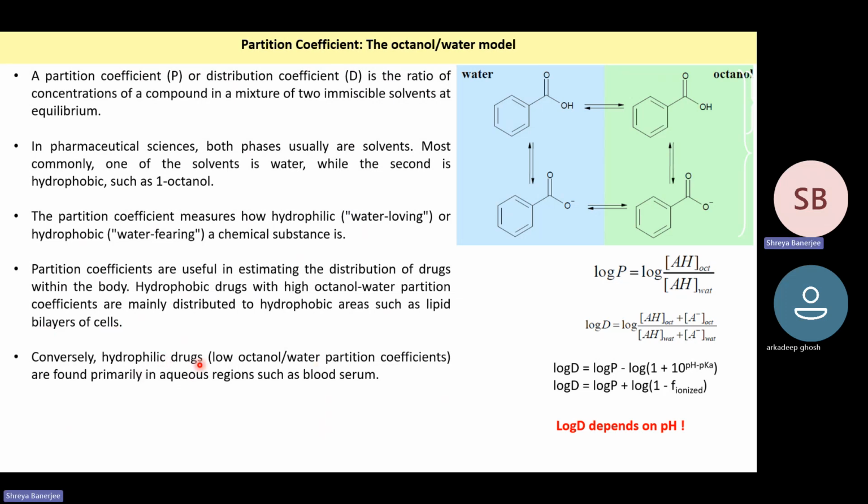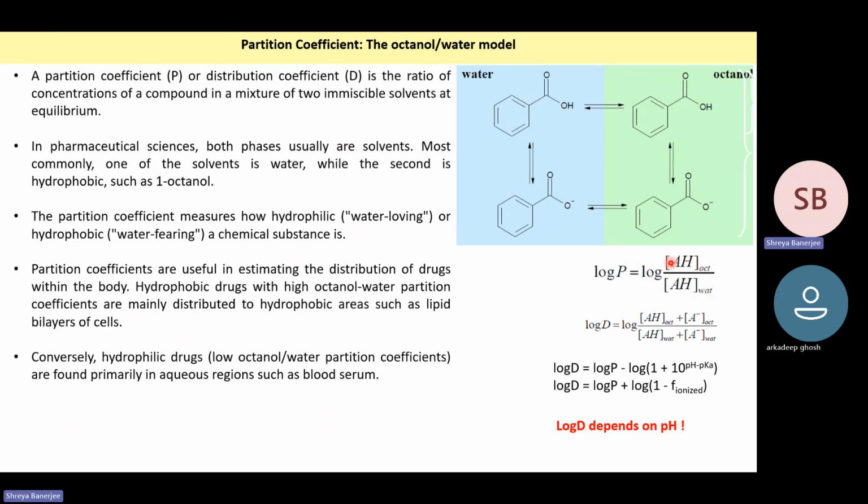Conversely, hydrophilic drugs with low partition coefficients are found in aqueous regions such as blood serum. So depending on where we want the drug to work, the partition coefficient is very important. And so the log of this partition coefficient is defined by the log of the ratio of the drug in the hydrophobic solvent divided by the drug in water.